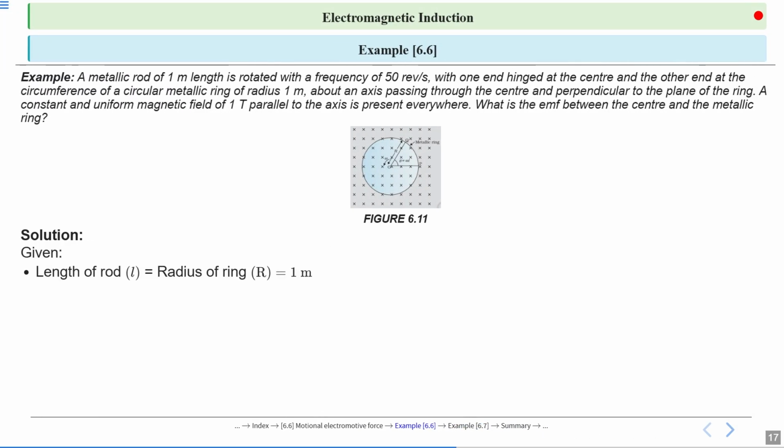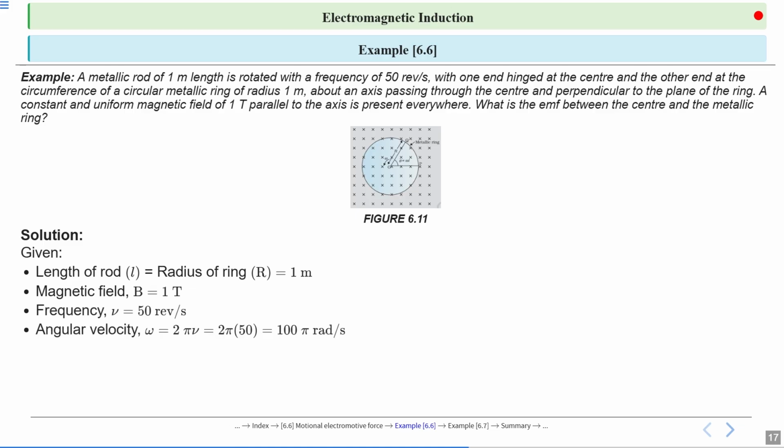So what are the given things? Length of the rod equal to radius of the ring, which is equal to 1 meter. Magnetic field is given, 1 Tesla. Frequency nu is given, 50 revolutions per second. Angular velocity omega is equal to 2 pi nu. So 2 pi into 50, that is 100 pi radian per second. We are not putting the value of pi; we will put the value of pi in the final expression.